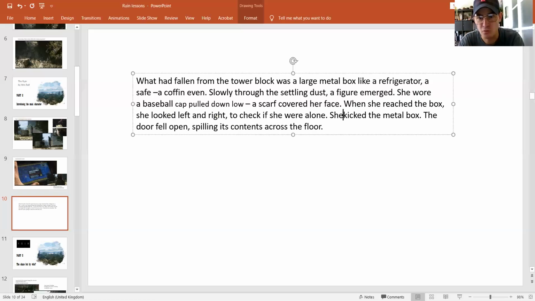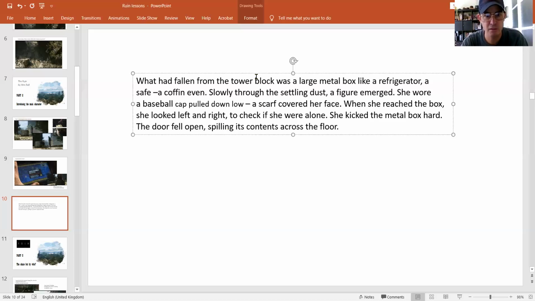She kicked the metal box, and I was thinking here, hard. I want it to be tough. I want the reader to think, actually, oh my word, she's a girl, but she's kicking stuff hard. That makes us think again about this character. She kicked the metal box hard. She's tough. The door fell open, spilling its contents across the floor.